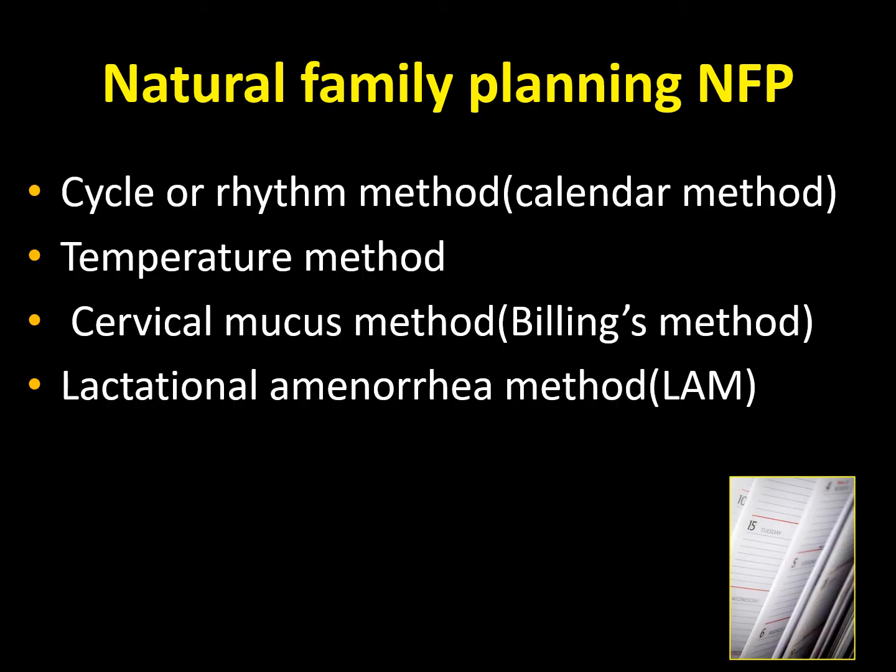Natural family planning or fertility awareness contraception involve avoidance of intercourse during the fertile phase of the menstrual cycle. The first method, cycle or rhythm method, calendar method. This is based on the length of the menstrual cycle and the lifespan of the sperm in the female genital tract of around 5 to 7 days. Women with regular cycles can calculate the ovulation day and avoid intercourse around that time.